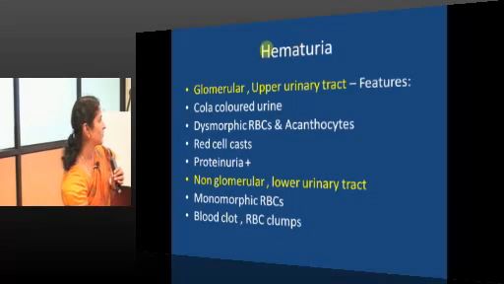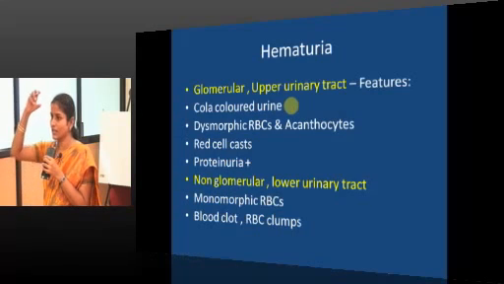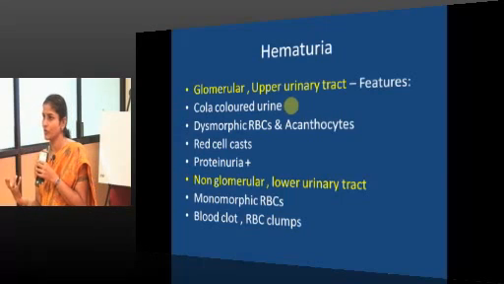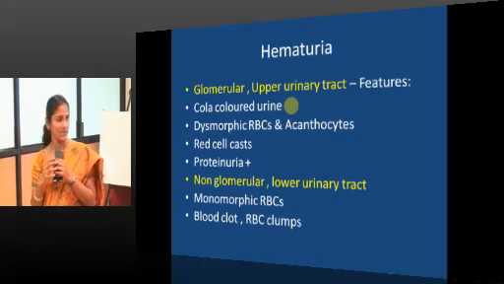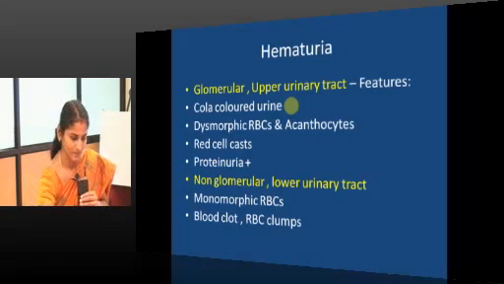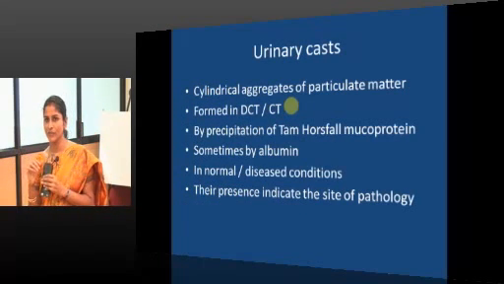When you have upper urinary tract bleeding, the features include cola-colored urine, meaning the blood just gets altered. It has had time to come from the upper tract to the bladder, and time for alteration of the morphology. So, it will be cola colored, and then you have dysmorphic RBCs, red cell casts and proteinuria. All these features indicate that the bleeding is from the upper urinary tract.